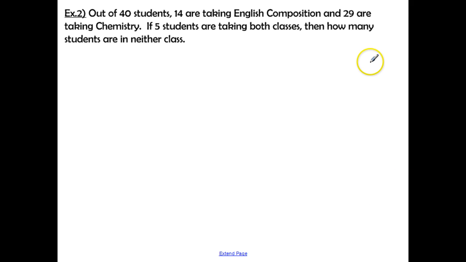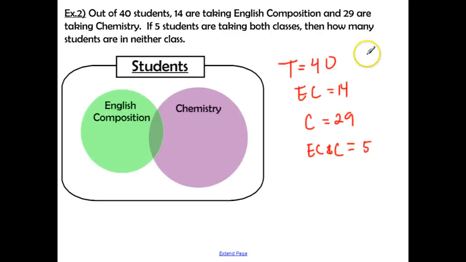So here's another example. I want you to go ahead and pause, write it down, try this one, and then check back with me when you're finished. Follow the example we just finished working on if you get confused. Once you've written down all your important pieces of information, the total number of students, how many are taking English composition, how many are taking chemistry, and how many are taking both, we're able to start labeling our Venn diagram and figuring out how many students are in neither class.